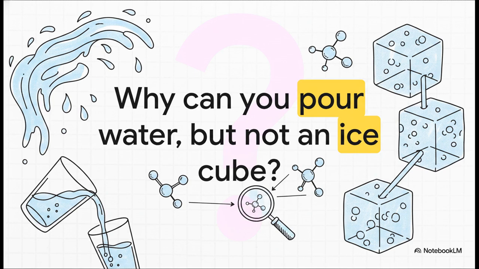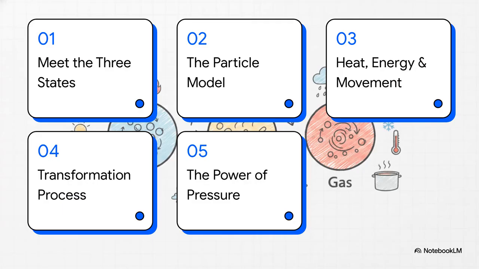Think about it for a second. Why can you easily pour a glass of water but not an ice cube? It is literally the exact same chemical substance, good old H2O. Yet it behaves in drastically different ways depending on its physical state. And this everyday mystery is exactly what we're going to solve today by zooming way in to look at the unseen, microscopic world. Here's our quick roadmap to demystify matter today.